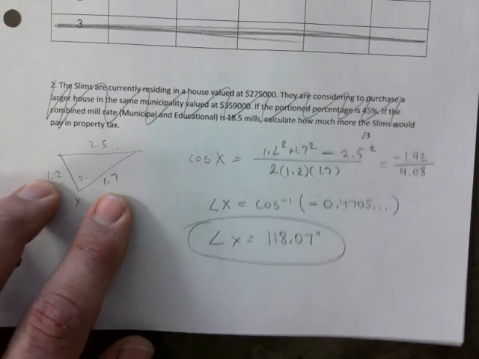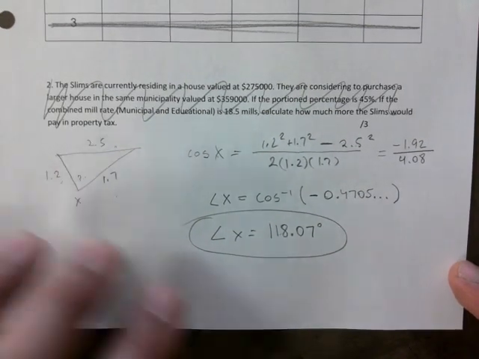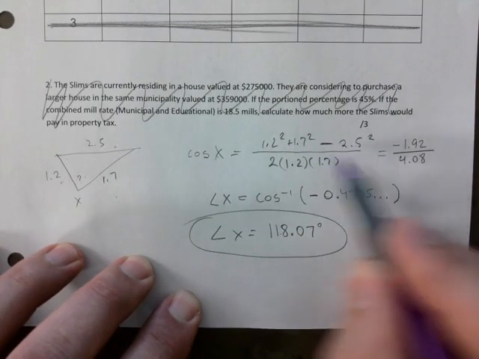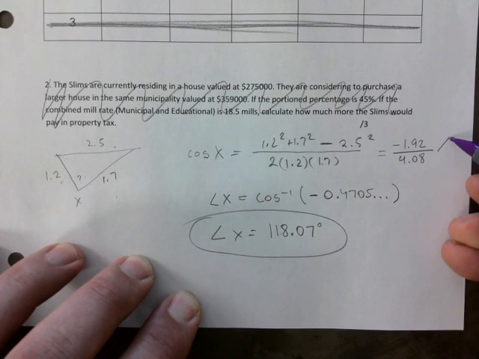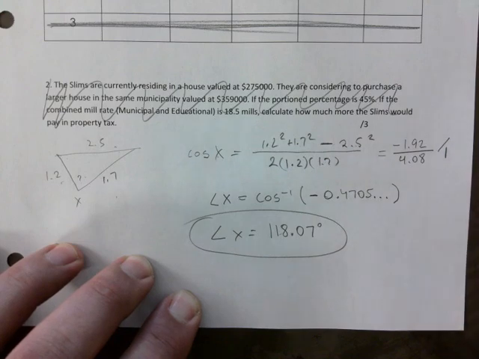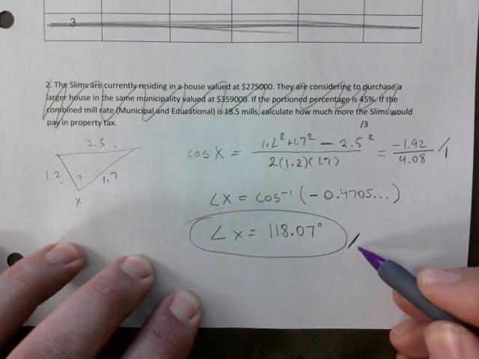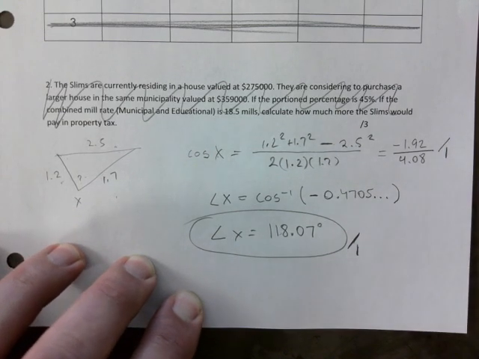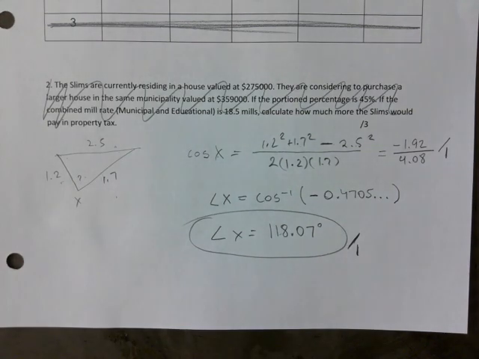So, how many marks did I give? If you have this set up, if it looks exactly like that, the first row I give you 1 mark, and I would give you another mark for actually correctly calculating that angle.